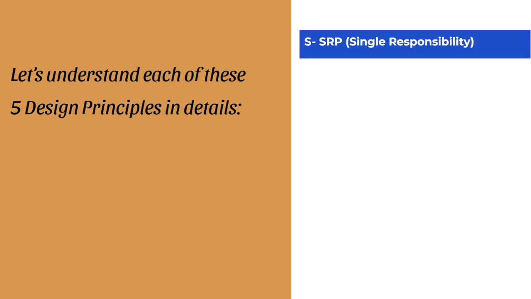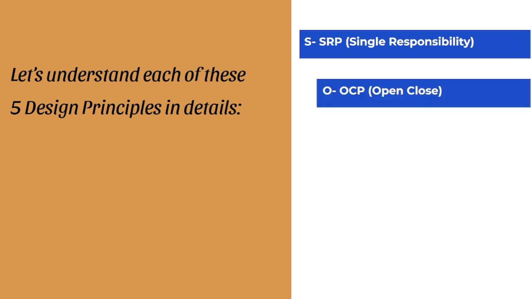The first is S. S stands for SRP, that means single responsibility principle. This principle says a class should have only one reason to change. So if we have a class, let's say for discussion purposes an order class, that order class should be modified or changed for only one reason: if we have any modification or addition in the order data, while the other classes should not be changed. So that is the single responsibility principle.